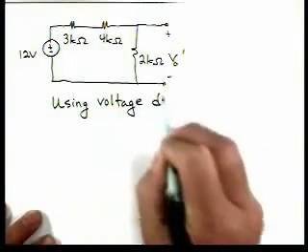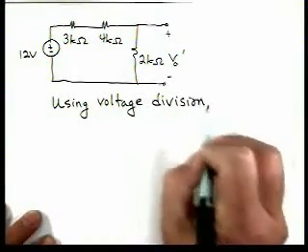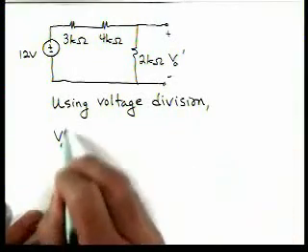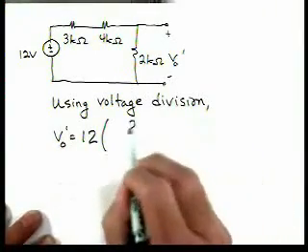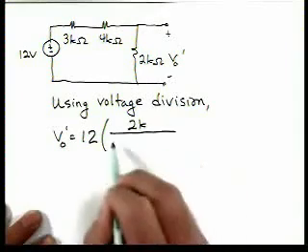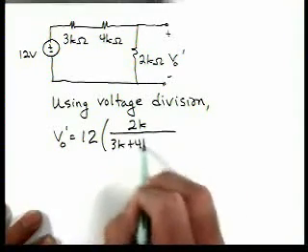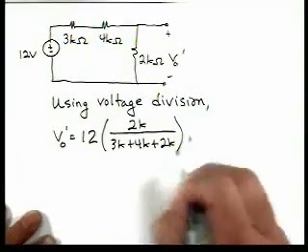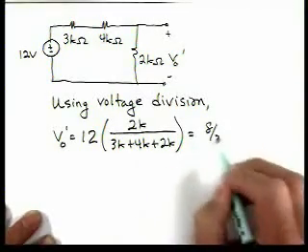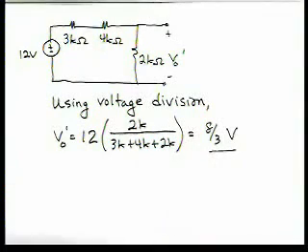Okay, so using voltage division, we have V0 prime is 12. We want the voltage across the 2K, so we have the 2K in the numerator, 3K plus 4K plus 2K, and that gets us 8/3 of a volt. So the voltage source acting alone provides a V0 prime voltage of 8/3.